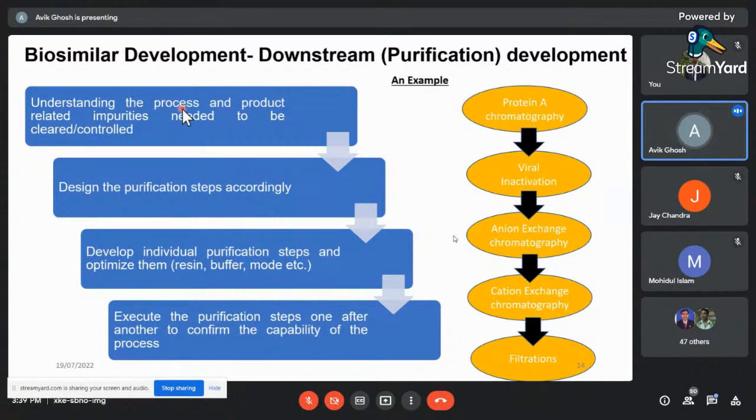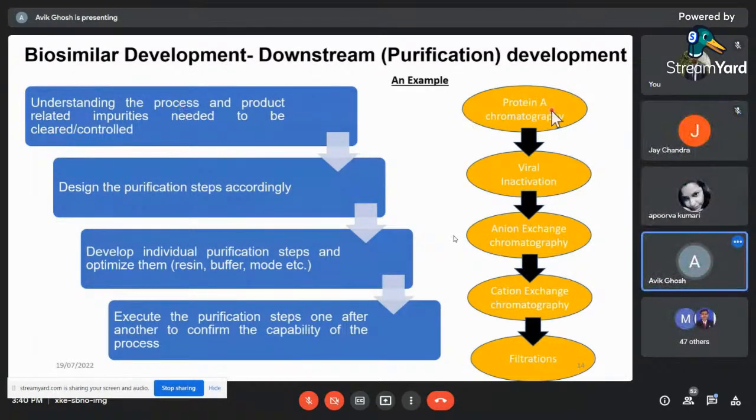It cannot be like 30%. So basically that way you need to understand what are the quality attributes that you need to control, and based on that you design the purification steps. Generally downstream processing involves multiple purification steps, and the individual steps can be optimized, like the resin or the buffer, or the mode used, like flow-through mode or bind and elute mode. Then the whole purification steps, one after another, are performed to confirm the capability of the process.